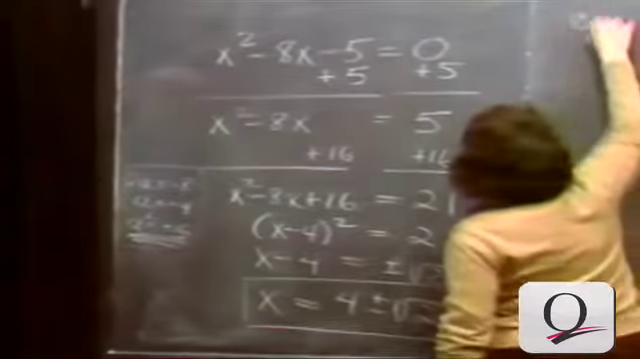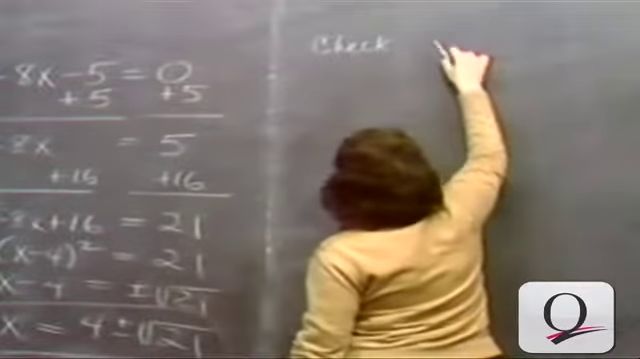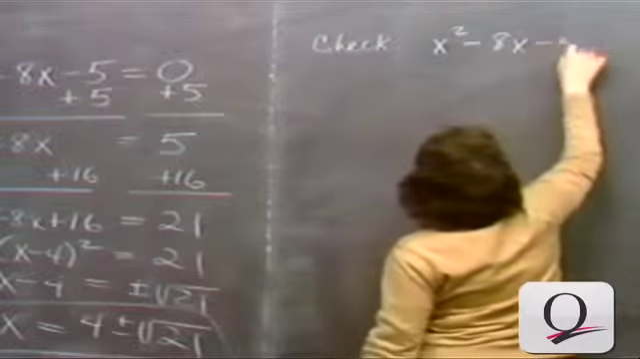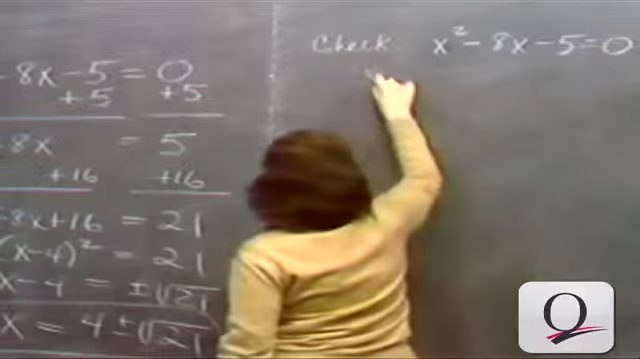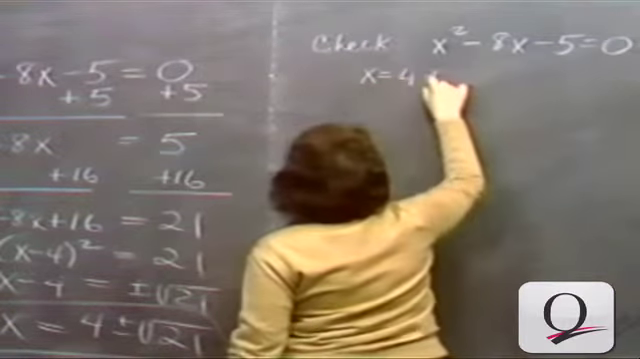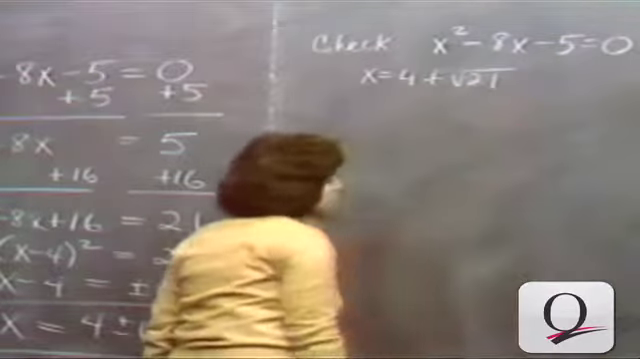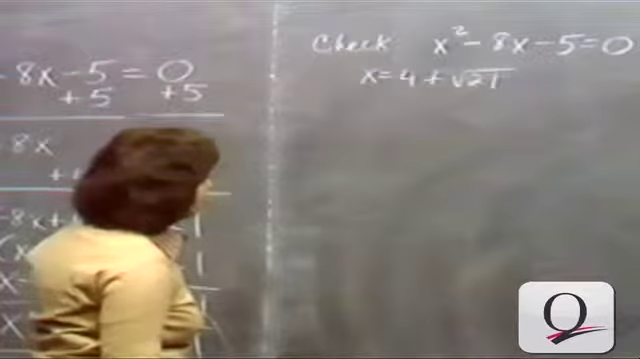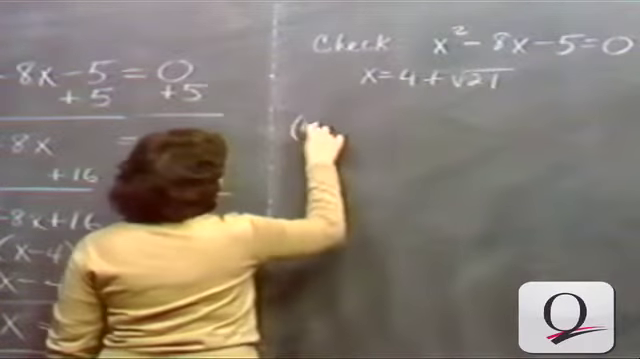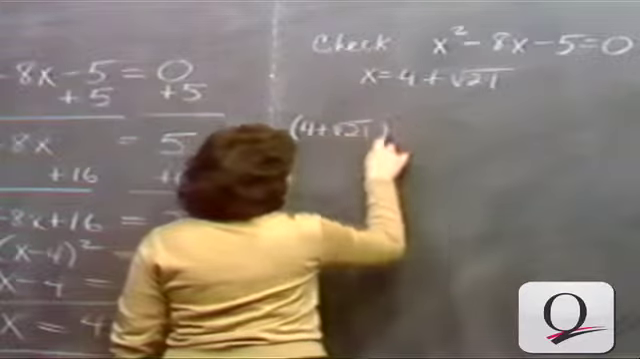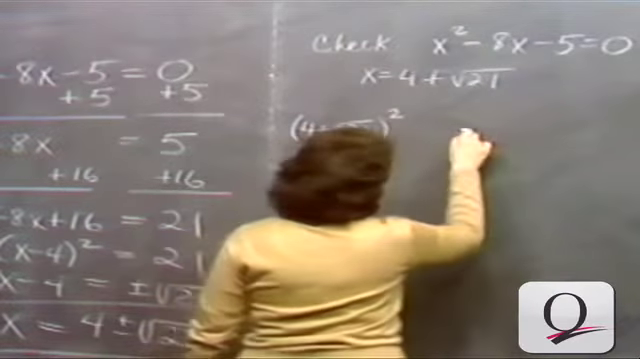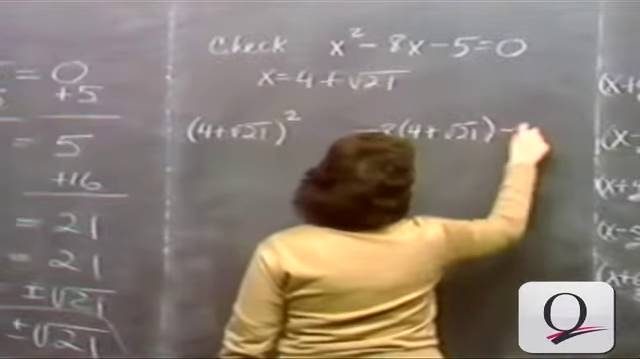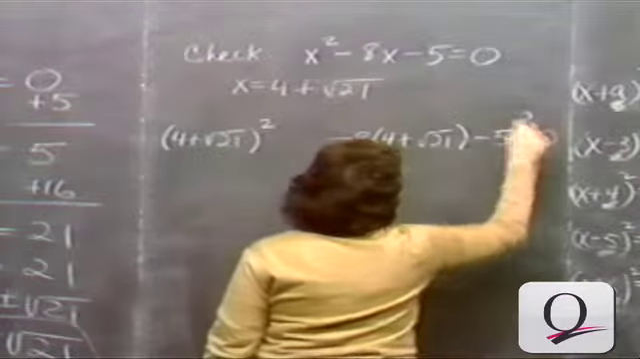Okay, so let's check. When we're checking in the equation, x squared minus 8x minus 5 equals 0, we want to check x is equal to 4 plus the square root of 21. And then in a similar fashion, we would check 4 minus the square root of 21. Every time we see an x, we write 4 plus the square root of 21. We have 4 plus the square root of 21 squared minus 8 times 4 plus the square root of 21 minus 5 should be equal to 0.